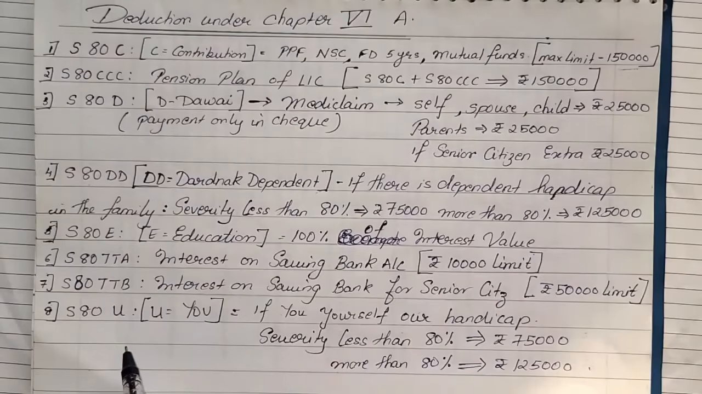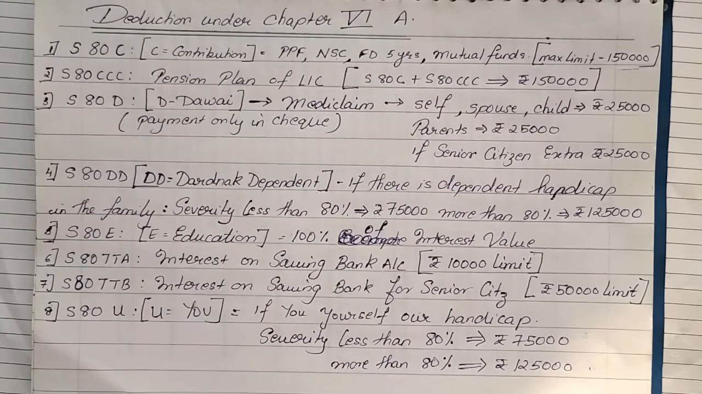And last is 80U. U stands for you. Okay, if you yourself are handicapped, then again, if your severity level is less than 80%, you get 75,000 ka deduction. If it is more than 80%, you will get 1,25,000 ka deduction. So these are the various deductions that you have to keep in mind.